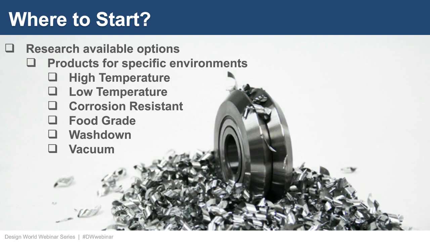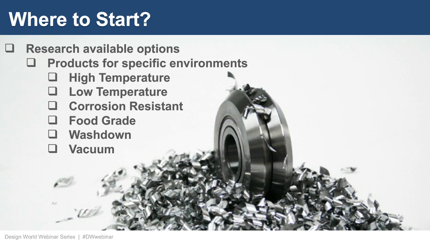The next thing you might want to do is research the available options that are out there for you. There are many different products designed for specific environments, and there's a chance that there's an existing product that's meant for the application that you're thinking about doing. There are products designed specifically for high temperature applications, maybe in industrial baking or welding or other areas like that. Also, there are low temperature specific products, maybe in flash freezing or frozen food handling. Of course, corrosion resistance is usually important, so there are many products in that.